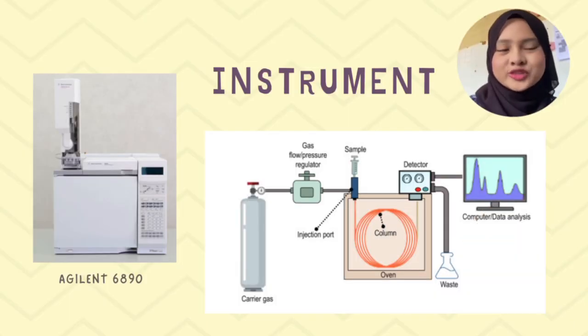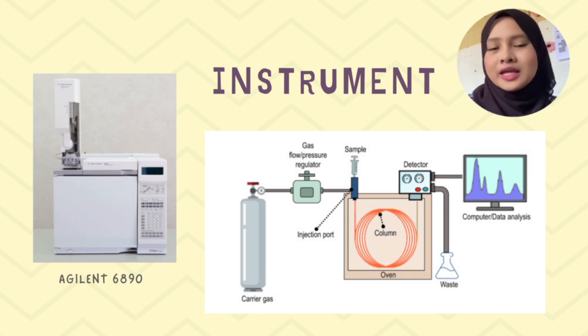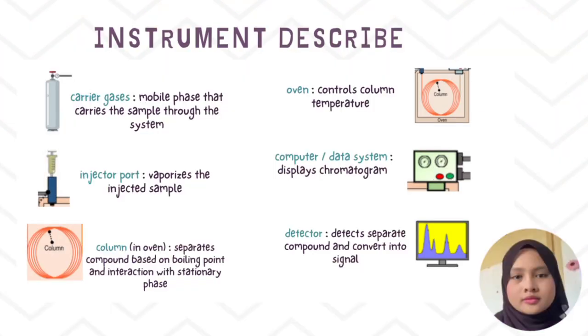Let's move to the instruments of gas chromatography. The main components of a gas chromatography instrument include the carrier gas, injector, column, oven, detector, and data analysis. So let's go through each of the parts. The carrier gas is an inert gas such as helium or nitrogen. It functions as the mobile phase that carries the vaporized sample through the column.